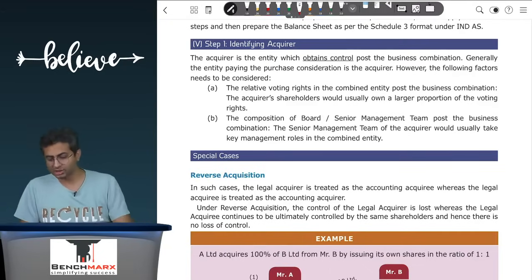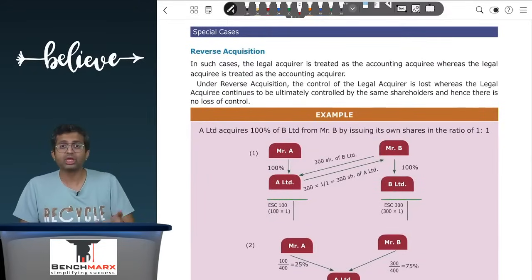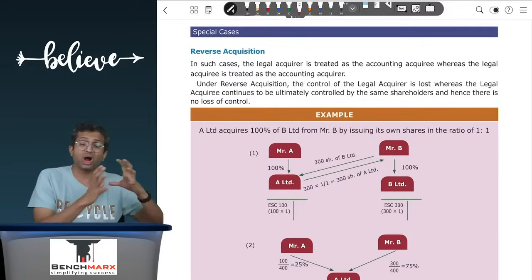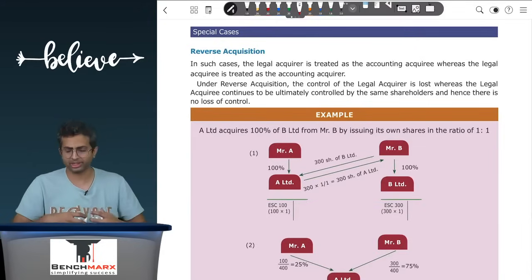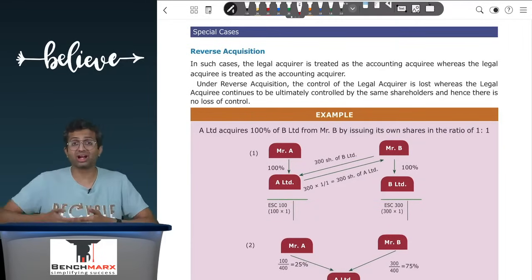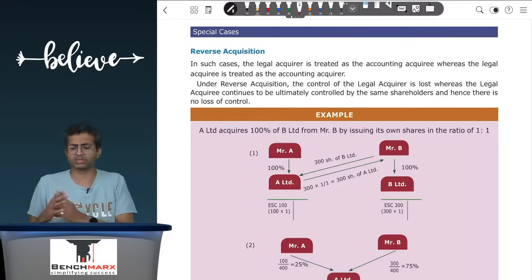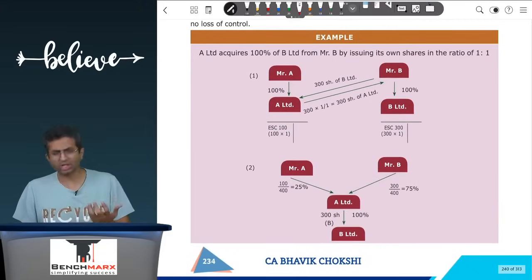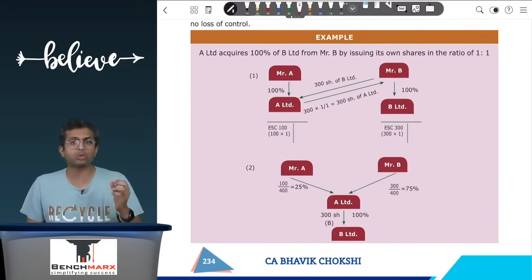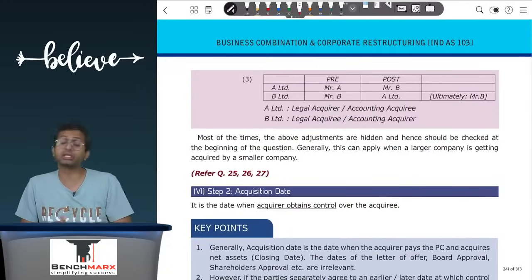There can be certain cases of reverse acquisition, which may be hidden adjustments, which may have to be seen, in which case the legal acquirer, that is a person who legally appears to be acquiring, actually becomes a target, that is the accounting acquiree, whereas the legal acquiree, that is a target on legal purposes, may become the accounting acquirer. So there is an example over here, and at various places you would have studied about the reverse acquisition. You can refer this example as well for the purpose of determining the reverse acquisition.